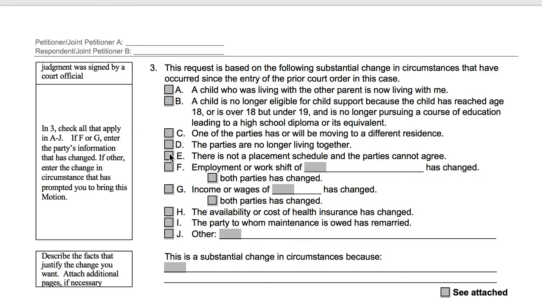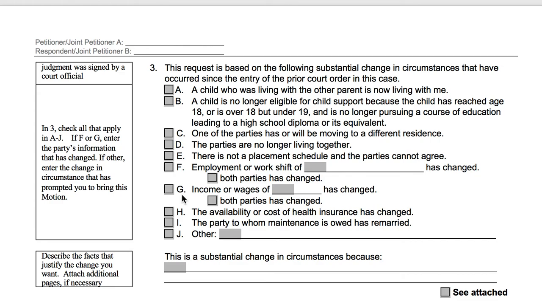E is the one you're going to check if your current order doesn't have a set placement schedule and you and the other person aren't able to agree to one anymore. So if your order says something like placement with one party, reasonable times, reasonable notice, or placement with one party held open, then you would probably be an E here. And obviously, presumably, if you're filling out this form, one of the things that's happening is that you and the other person are no longer able to come to an agreement about when you should see your child and those sorts of things.